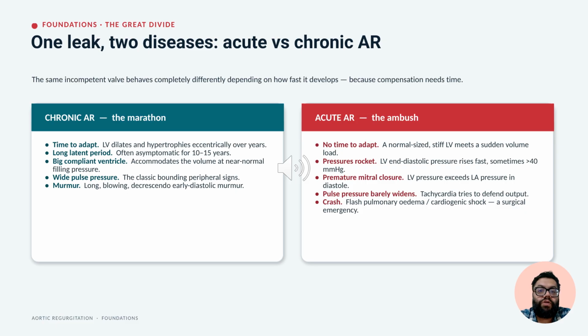Now take the same volume of leak and inflict it overnight. Say endocarditis perforates a cusp or a dissection wrecks the root. The ventricle is normal sized and stiff. It cannot stretch in time, so end diastolic pressure shoots up, sometimes past 40, slamming the mitral valve shut early and backing pressure into the lungs. There are almost no bounding pulses to warn you, just a tachycardic, breathless, crashing patient. The trap is obvious. The acute case is the emergency that looks least like the textbook AR you were taught to spot.